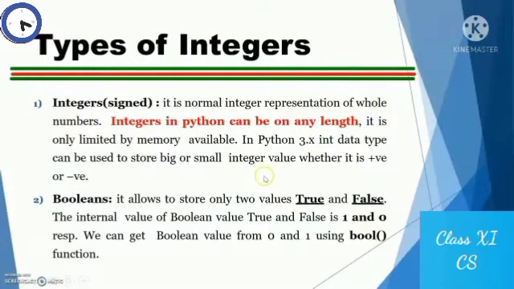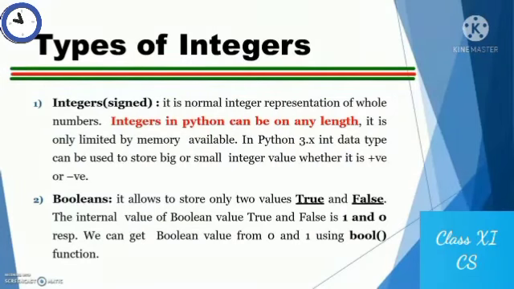Types of integers: signed integers. It's the normal integer representation of whole numbers. Integers in Python can be of any length. It is only limited by the memory available. In Python 3.x, the int data type can be used to store a big or small integer value, whether it is positive or negative.